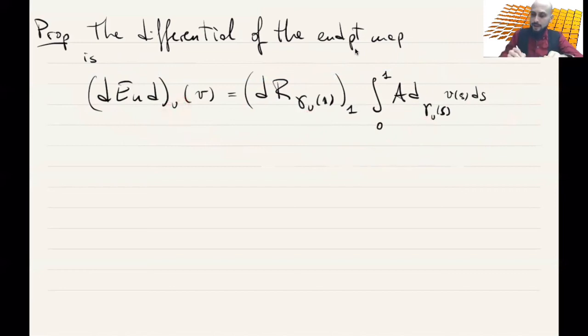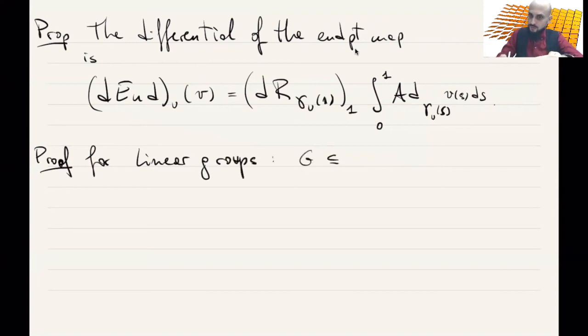Okay, let me give the proof of this proposition in the case of linear groups. Proof for linear groups. G is a subgroup of GL N. It makes it simpler because the multiplication is just matrix multiplication, so the multiplications are linear.